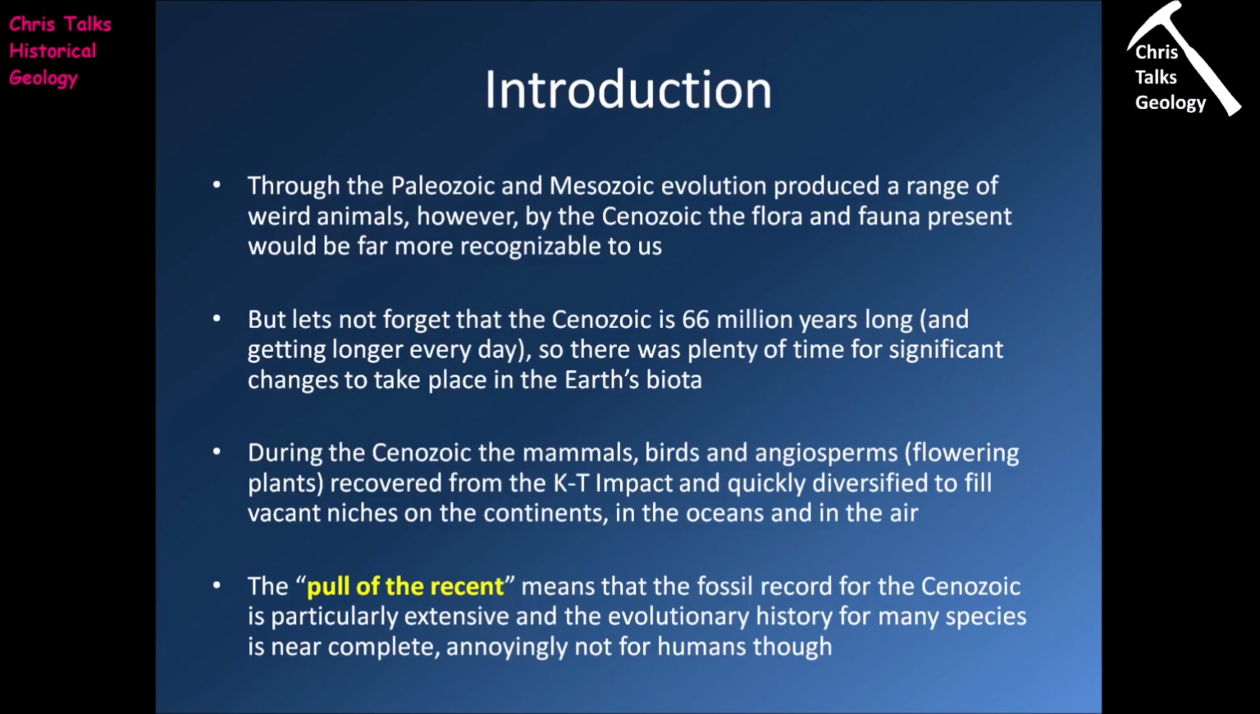Now, during the Cenozoic, we're going to see the mammals, the birds, and the angiosperms, that's the flowering plants, recover from the Cretaceous Tertiary mass extinction. They're going to quickly diversify, and they're going to fill vacant niches left on the continents, in the oceans, and in the air.